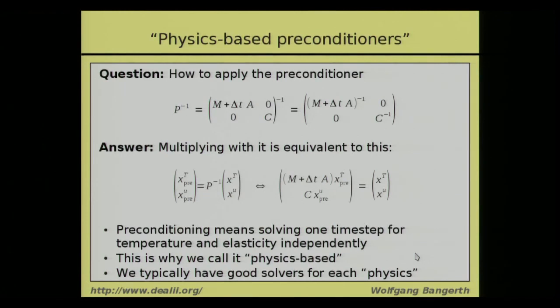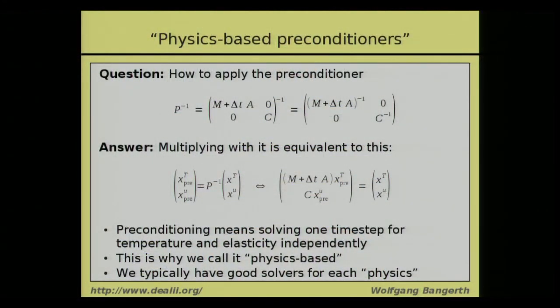So now, why would that be a useful approach? It is useful because typically I have fairly good solvers for each physics individually. For example, what does it mean to solve C xu pre equals xu? Well, it means that I have to solve an elasticity equation. And the elasticity equation is, well, it's a coupled problem, but the matrix that comes out of it is symmetric and positive definite, and we know very good solvers for this, right? We, for example, would apply a multigrid method for them.